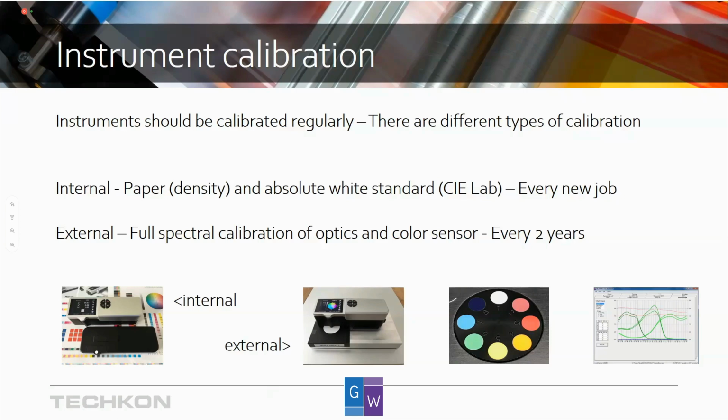The external calibration is what is recommended by the supplier or the manufacturer of the device. That should be done every 2 years, like with your car. You go to the garage and you check your car, everything is fine and it's working. We do the same with the spectro. So every 2 years, it should be checked that it's working properly and accurate. And this is a full calibration of optics and the spectral sensor.